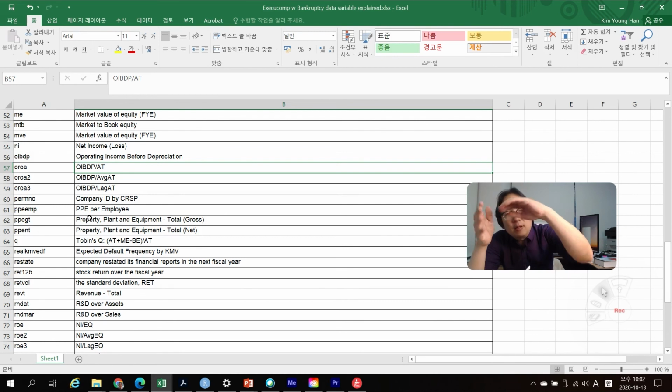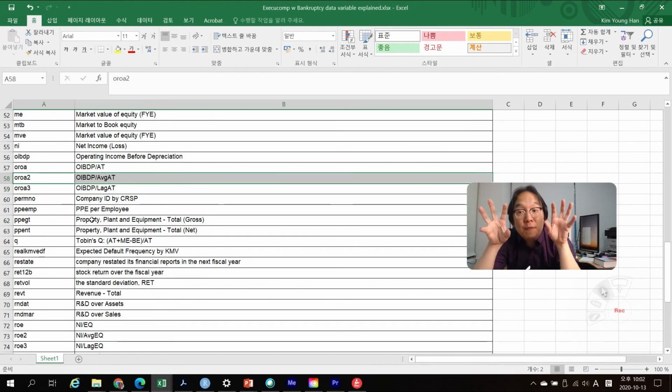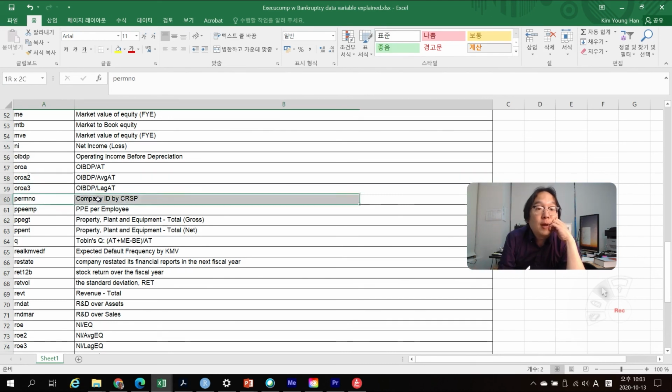But if you think about it, that's not a starting balance, right? So the numerator being the starting balance is lagged AT, that's OROA 3. And then there is a compromise between these two: the average of assets at two different points in time as the numerator, and then the denominator has to be YBDP. Okay? That's it.